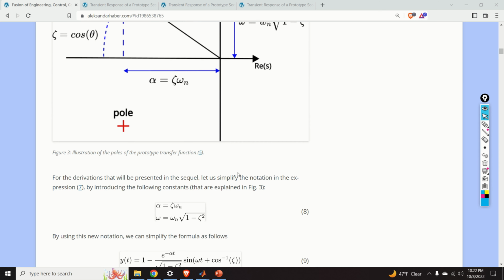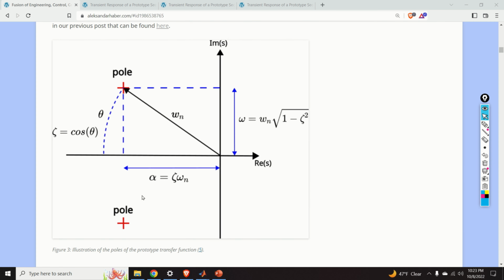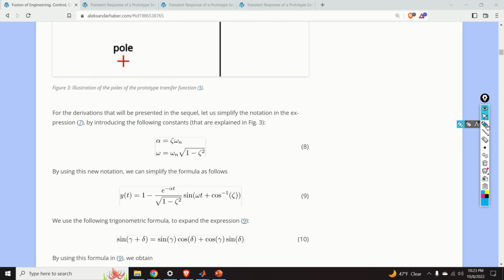Before we even find the first derivative, we need to introduce this notation. Zeta times omega n will be called alpha, and omega n multiplying the square root of 1 minus zeta squared will be called omega. Again, alpha and omega have a nice graphical representation that can be seen on this graph over here. By using this new notation, we can express our original step response by equation number 9.